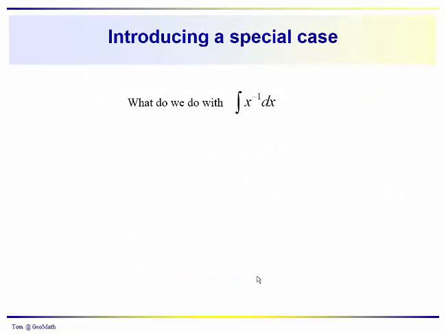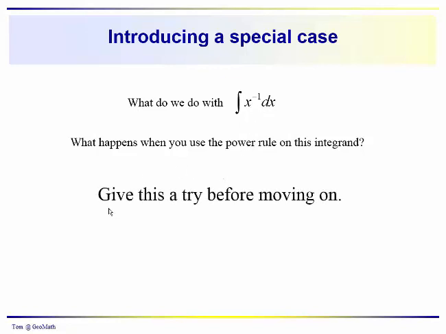Okay, so let me ask you, what are we going to do with this integral here? We've got the integral of x to the minus 1 dx. What's going to happen here when you apply the power rule to this? If we go through that, we're going to increase the exponent by 1 and divide by the new exponent. Maybe pause for a minute before going on and try to work through this.